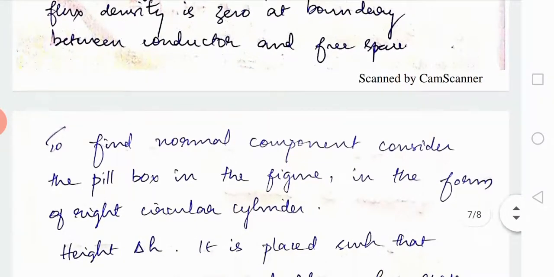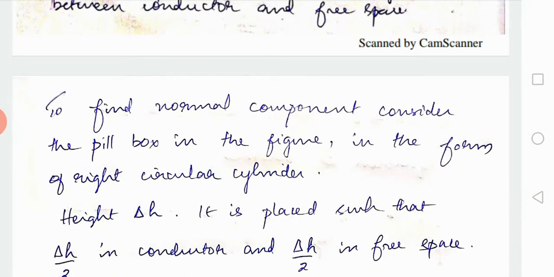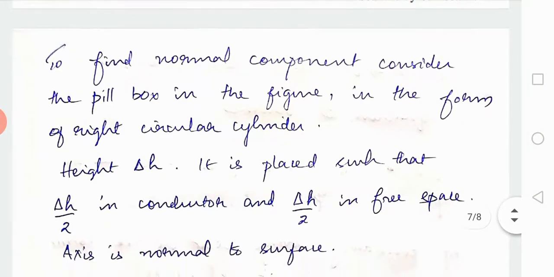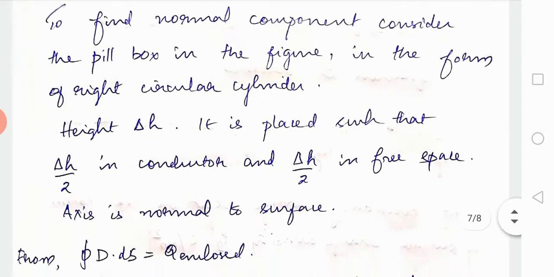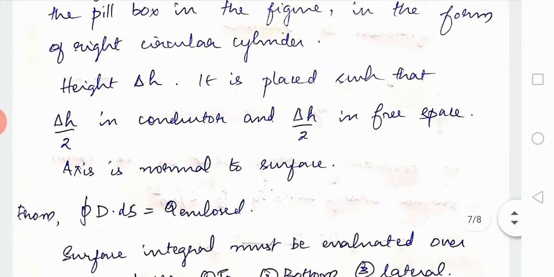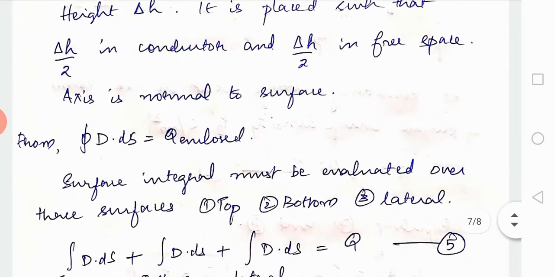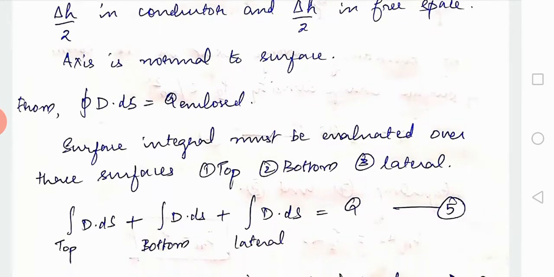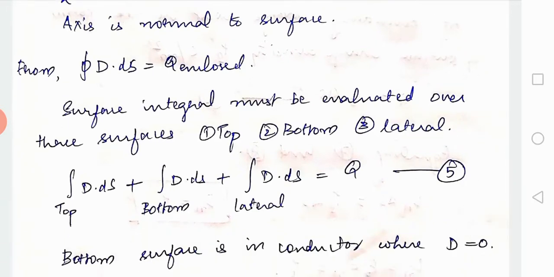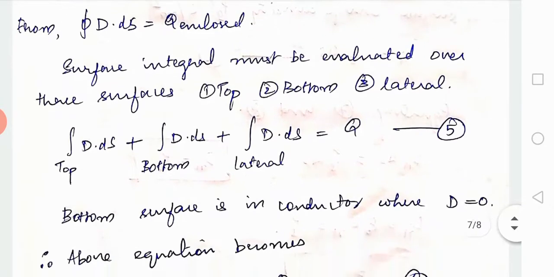Now to find the normal component, consider the pillbox in the figure. It is in the form of a right circular cylinder, height is delta h. It is placed such that delta h by 2 is in the conductor and the other half, delta h by 2, is in the free space. The axis is normal to the surface. Surface is delta s. From the equation integral D·dS equal to Q enclosed, the surface integral must be evaluated over three surfaces: top surface, bottom surface, and lateral surface. So the equation can be written as integral top D·dS plus integral bottom D·dS plus integral lateral D·dS is equal to Q. That is your fifth equation.